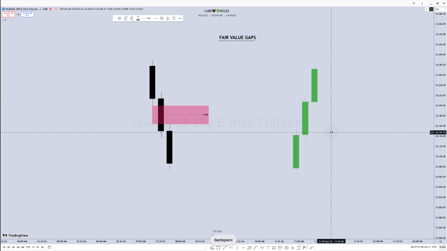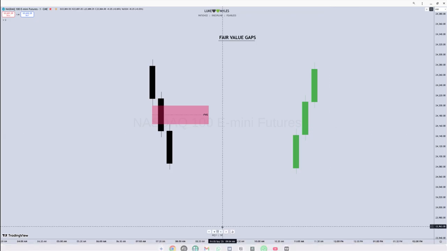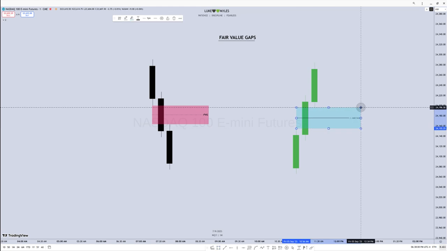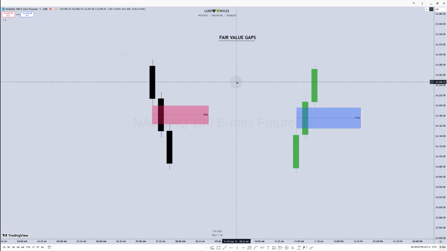So a bullish fair value gap will be marked from the high of the first candle to the low of the third candle. So that is our bullish fair value gap. The fair value gap is such a simple concept and is also such a crucial concept.